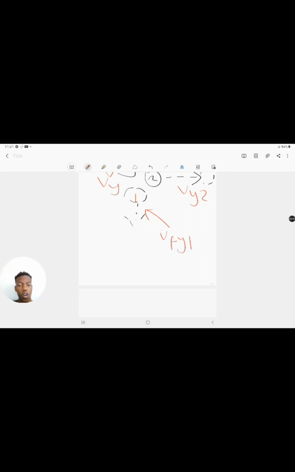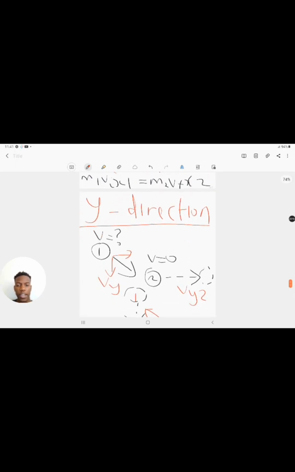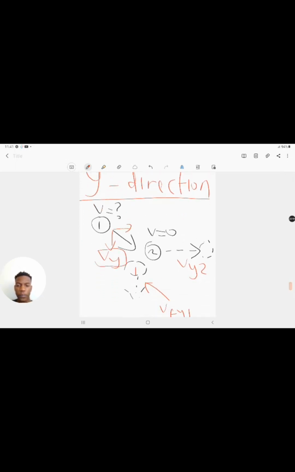That's the final velocity of ball number 1 in the y direction. But here we've got an initial velocity, which we calculated from the black velocity here. This one, we will call it the initial velocity, vi y of ball 1. Initial velocity in the y direction of ball number 1. That is the velocity before the collision.